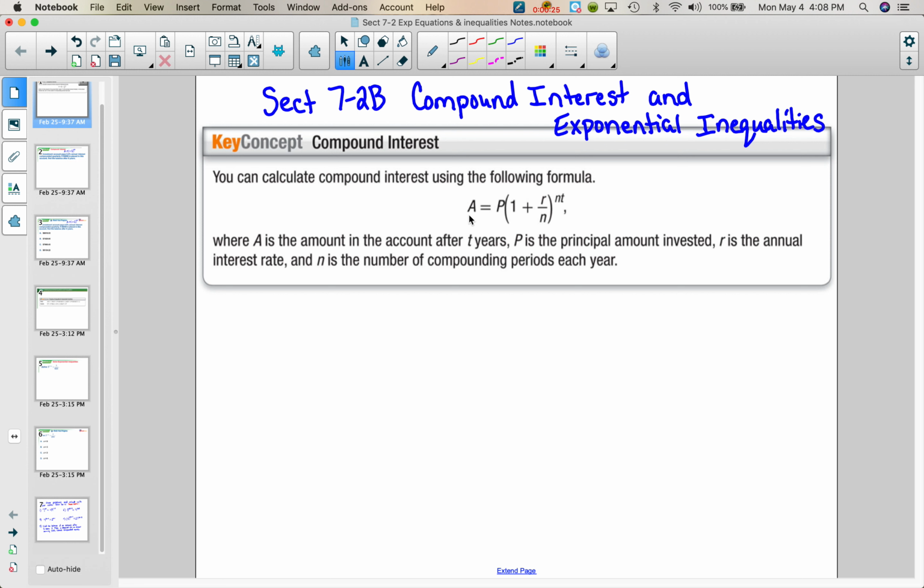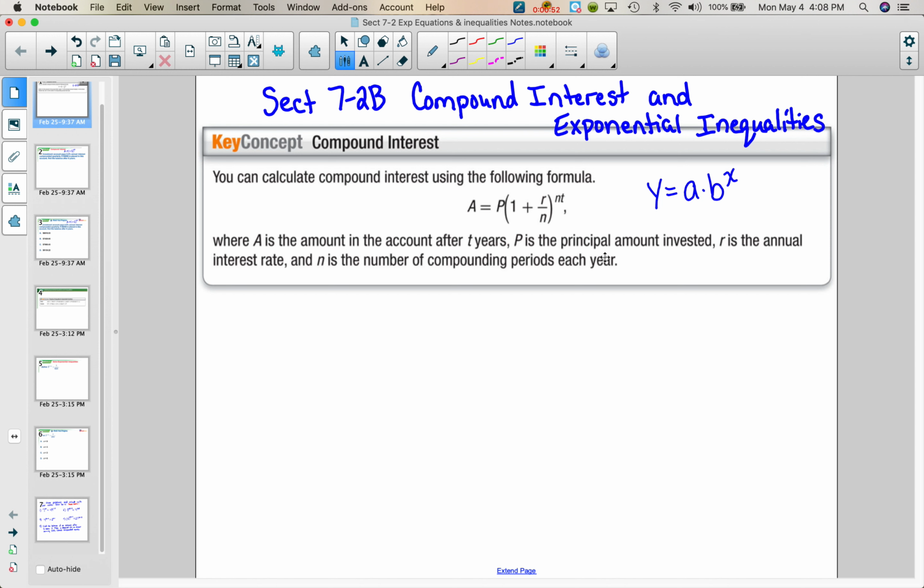So we have A equals P times, and then you've got some quantity here raised to a power. I want to point out to you that this is still an exponential equation, in this format. It's just that we have these other values in here that have meaning for this problem. A is the amount that you would have in the account after T years. So T is my time in years. A is the amount of money in the account.